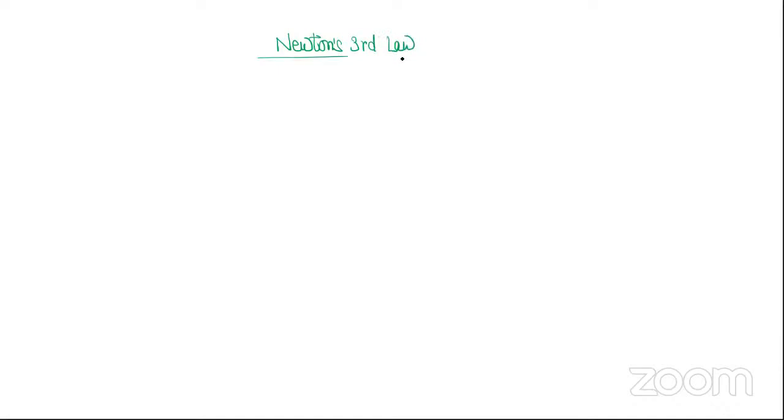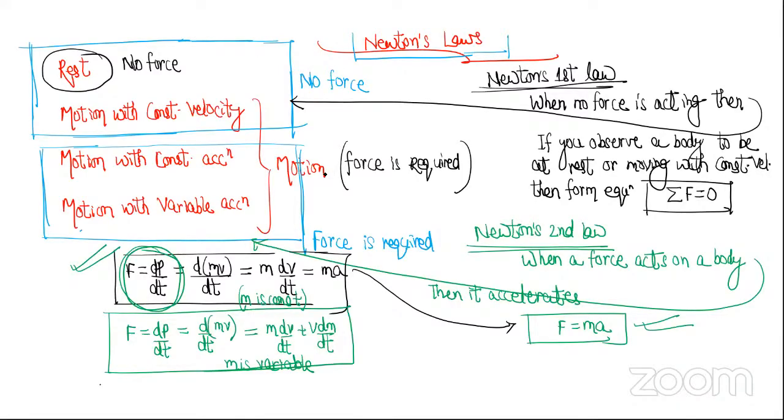So Newton's first law is about the natural state of a body, right? It's about the natural state of a body. Net force equal to 0, this is also called equilibrium. Net force is 0, this is also called as equilibrium.